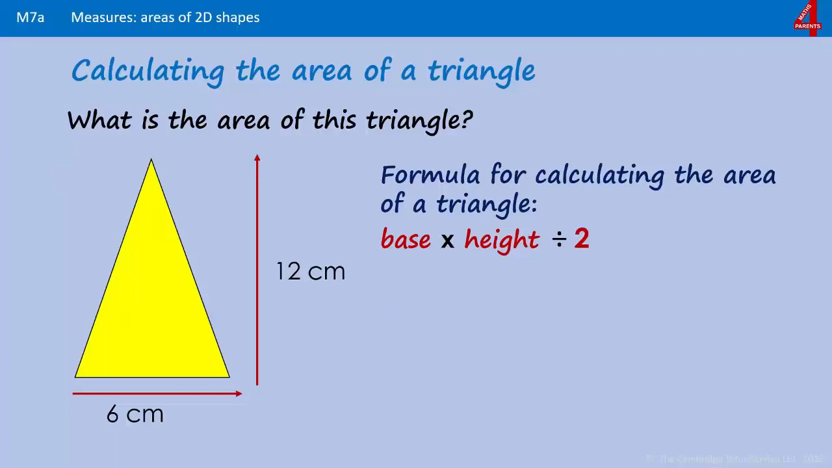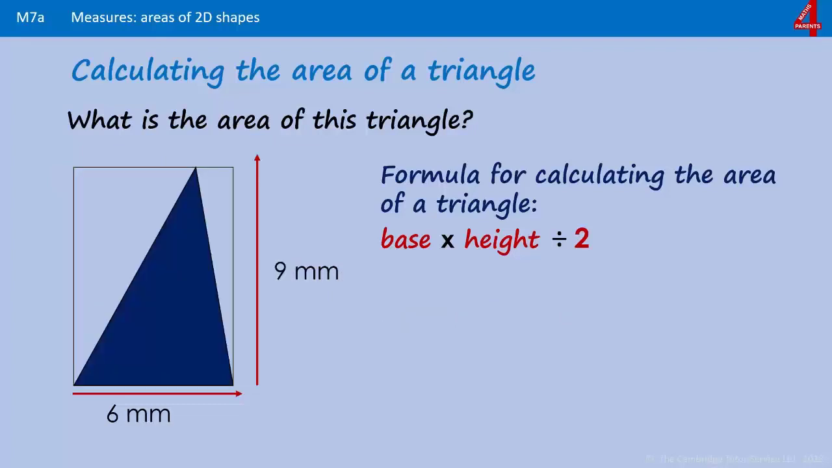Find the area of this triangle. Pause the video, have a go. The base is 6 centimetres. Multiply that by 12 centimetres. That's 72. Because we just want the triangle, we're going to divide that by 2. 72 divided by 2 is 36. The area of the triangle is 36 centimetres squared.